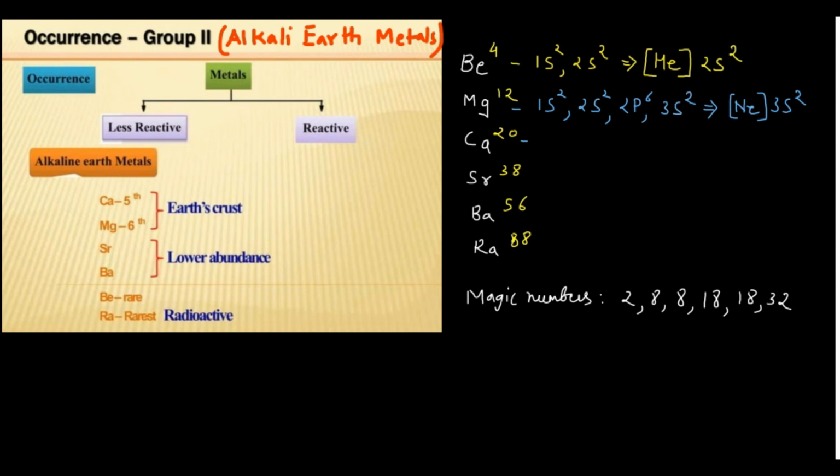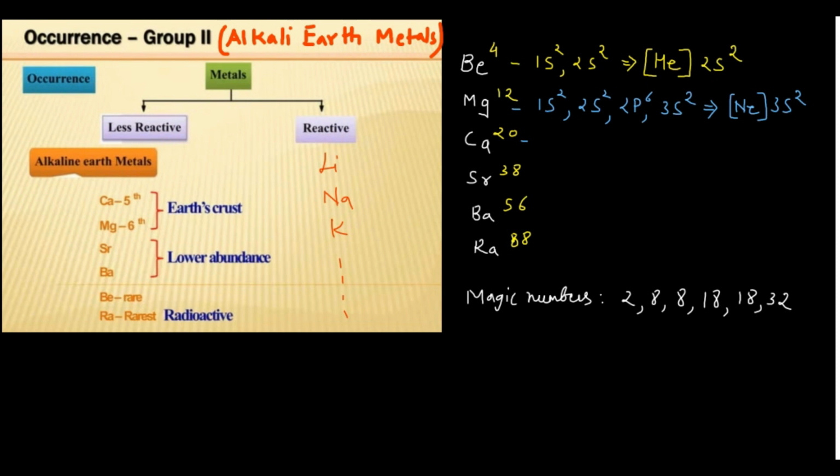I have written here "less reactive", but please remember these alkaline earth metals are less reactive compared to the alkali metals, so lithium, sodium, potassium and so on. Please remember this particular point: these alkaline earth metals are less reactive only compared to the alkali metals, and whatever properties you have seen for your alkali metals in my last lecture, all those properties will also be shown by the alkaline earth metals. They are very reactive, of course, but less reactive than the group 1 elements. This is very important to understand.